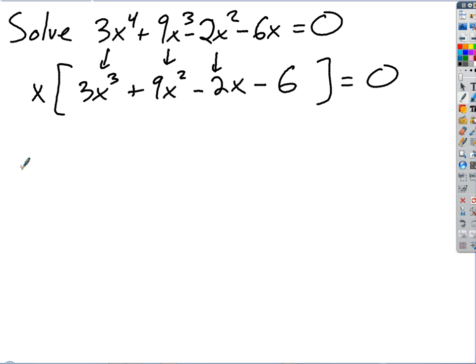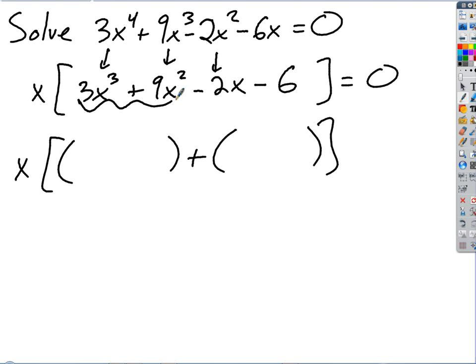Now we're going to do something else. The x is done, but inside the brackets, I'm going to split this up into two groups. So it's going to look like this: first group plus second group. First group is 3x cubed plus 9x squared. Second group is negative 2x minus 6.